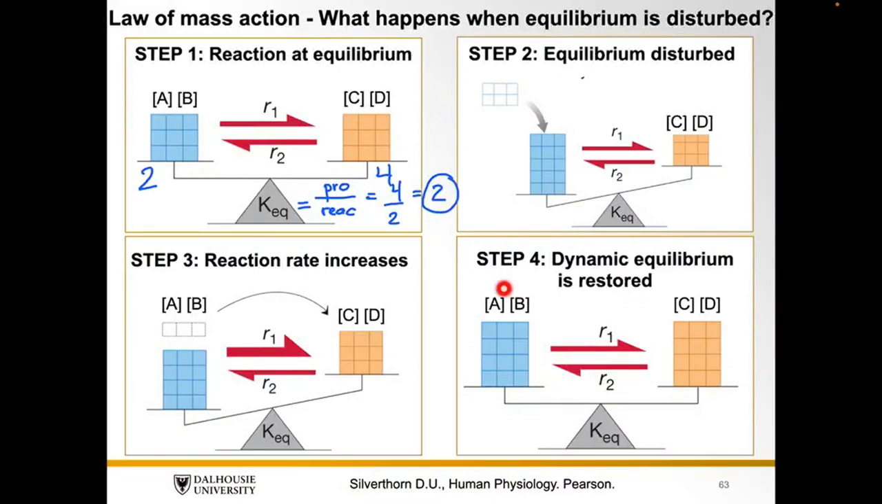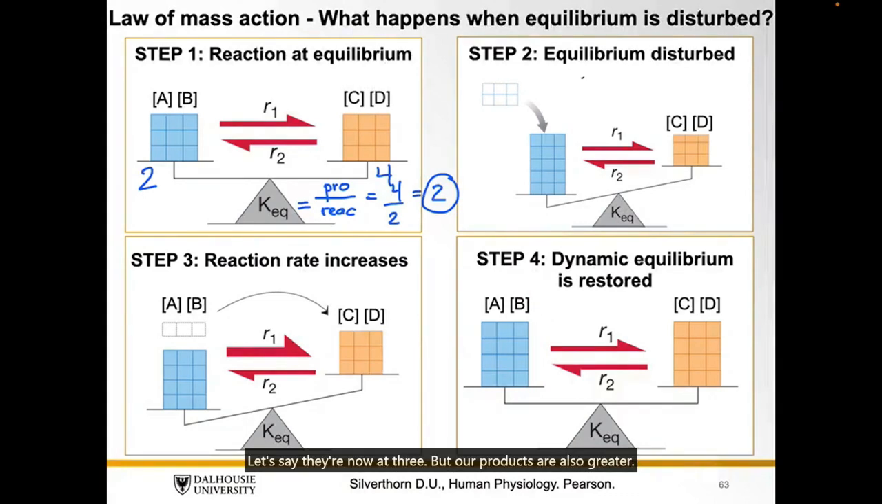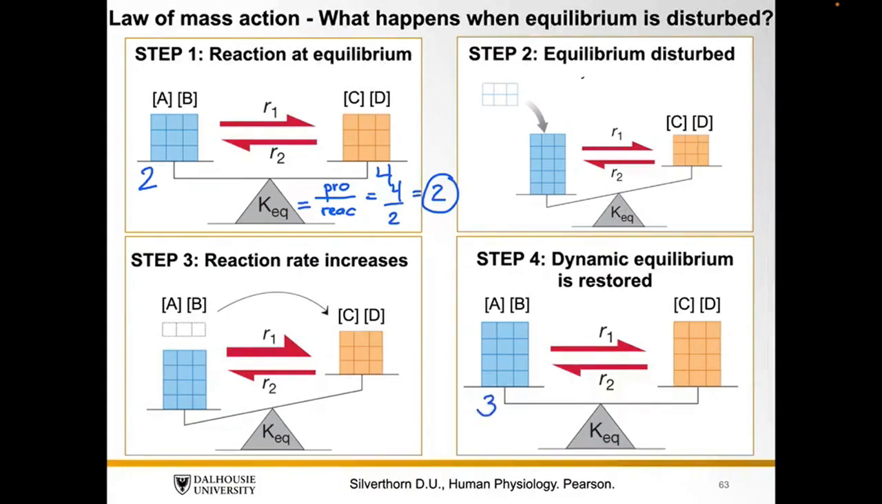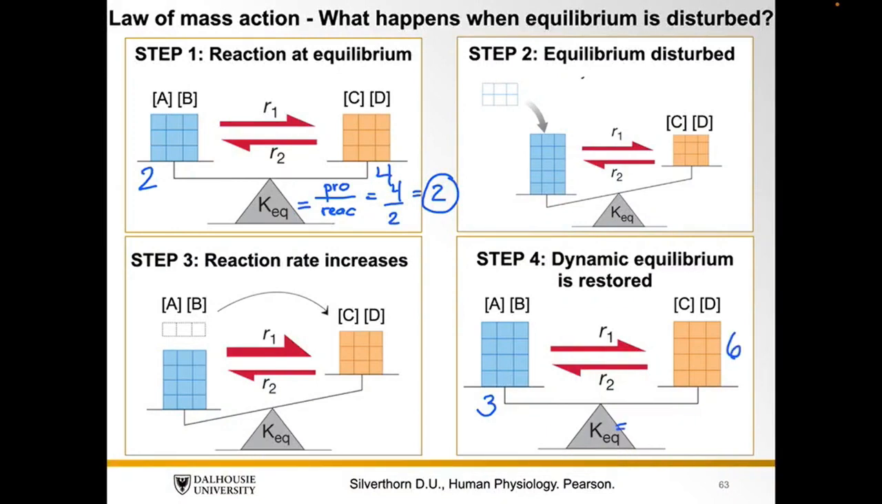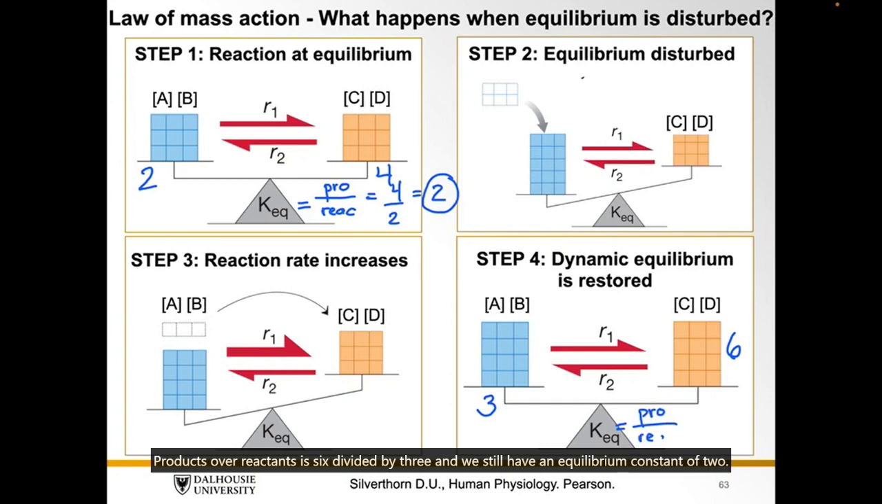Now, let's see what might happen at step 4. So at step 4, our reactants are greater than at step 1. Let's say they're now at 3, but our products are also greater. So let's say that they're at 6 now. Let's do the same math. Products over reactants is 6 divided by 3, and we still have an equilibrium constant of 2.